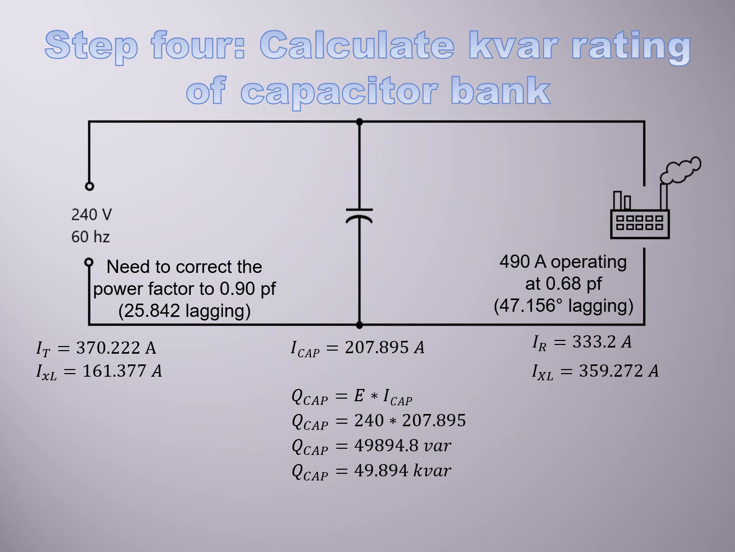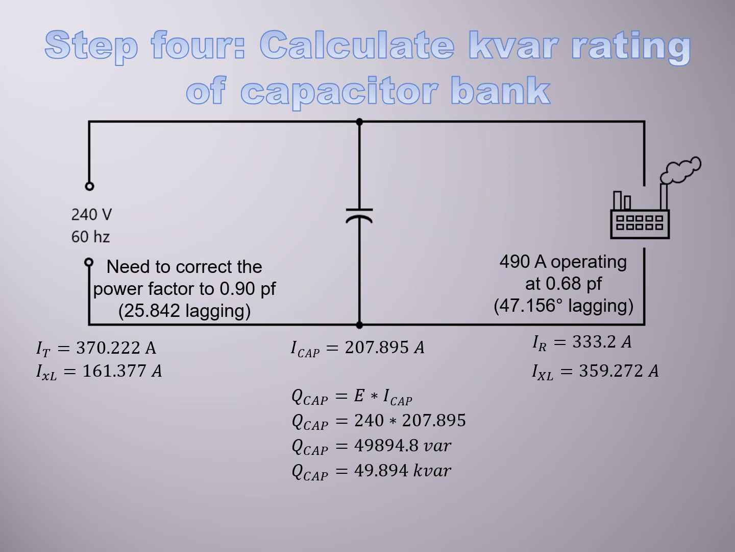My final step is to calculate the kVAR rating of my capacitor. In order to do this, I use my power formula. I will take my applied voltage of 240 volts, multiply it by the ampacity of my capacitor bank at 207.895 amps to get a total kVAR rating of 49.894 kVARs.